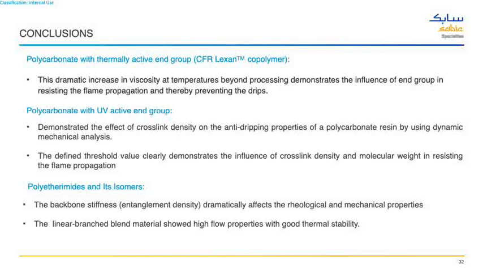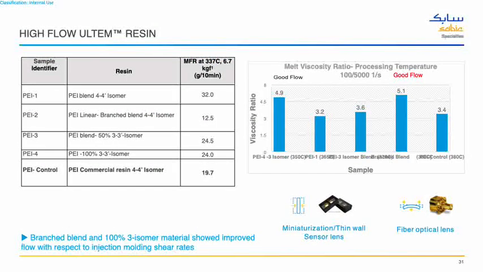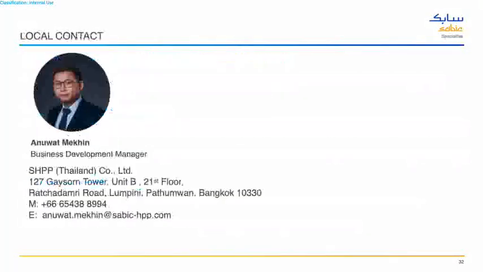And also we have polyethylamide isomers. I talked about the unique viscosity, entanglement, and structure-property correlations, which are very important to understand what the application needs are. You can say backbone stiffness dramatically affects the rheological and mechanical properties. And I also showed that a combination of linear and branched blend flows very well with reasonable thermal stability when you process.